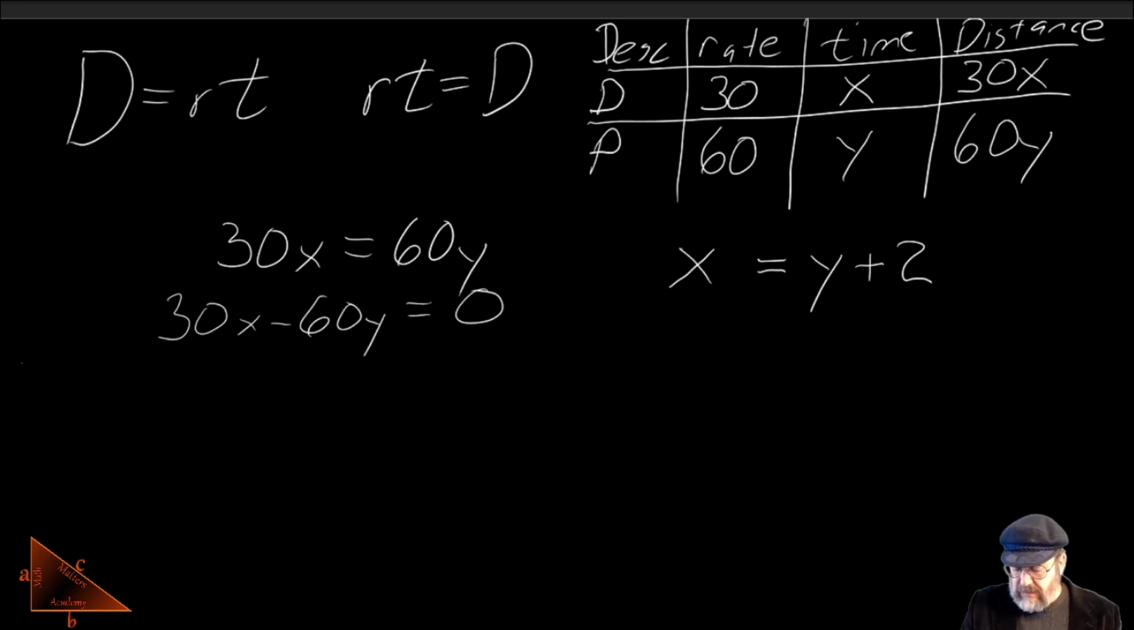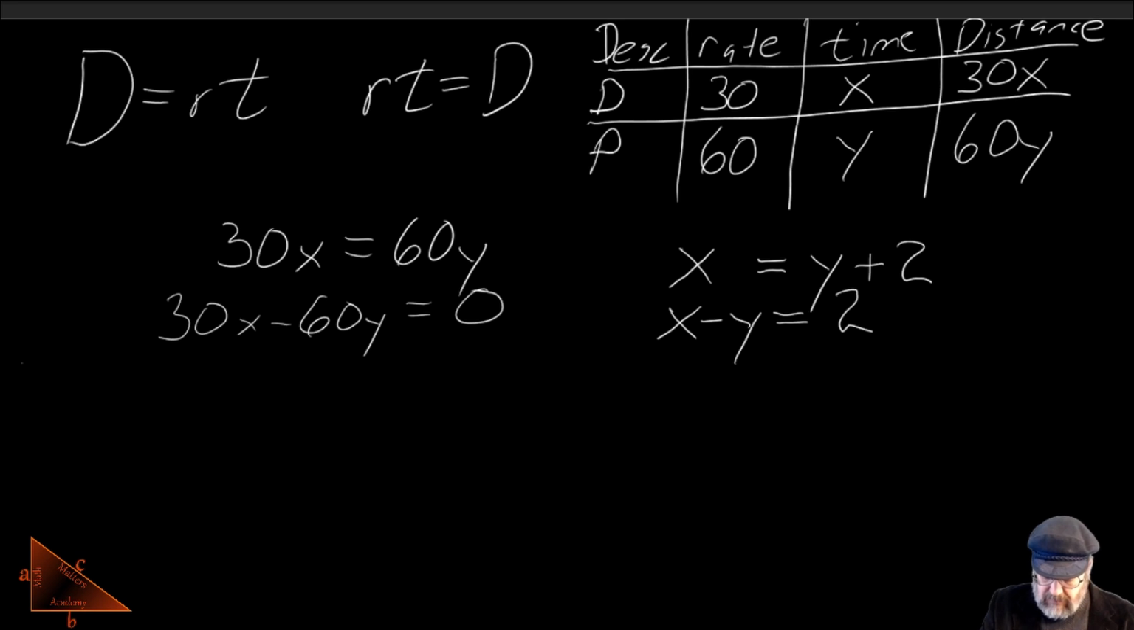We need to do the same thing with this second equation also. So I'm going to subtract y on this one. So I'm going to have x minus y from this side. And then if I subtract y from the other side, the y's cancel out and I end up with just 2 left.